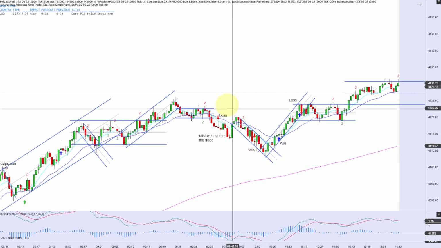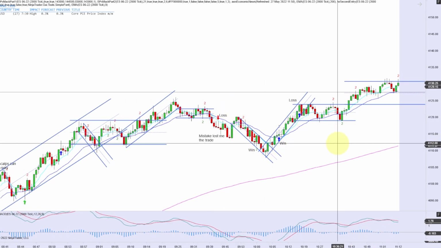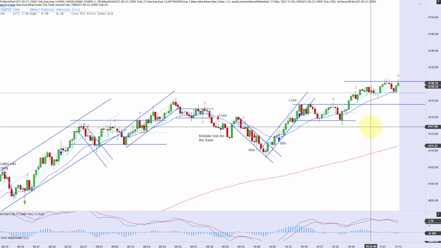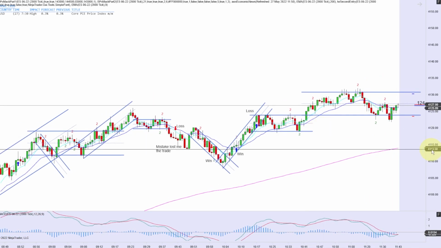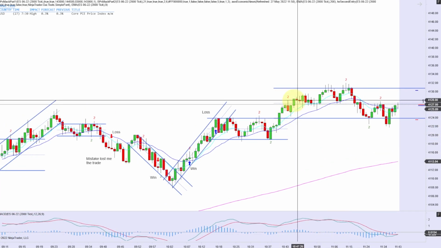Those are my 2 wins, 2 losses. I finished the day red, unfortunately, but I finished the week green. So glad about that. Next week will be a new week. I didn't really pay attention to too much else afterwards.